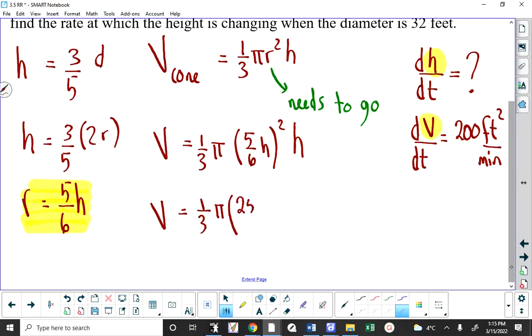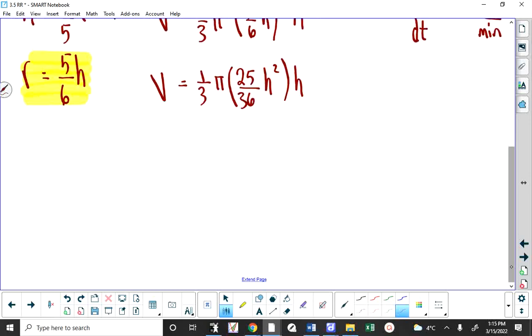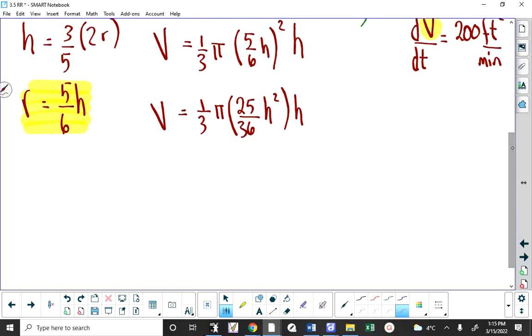This will become 25/36 h squared, and then we're multiplying by h. I squared the 5, I squared the 6, I squared the h. I don't think it's that big of a deal. Many of you, I'm sure, could have gone directly to this.